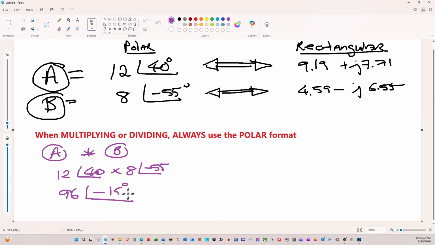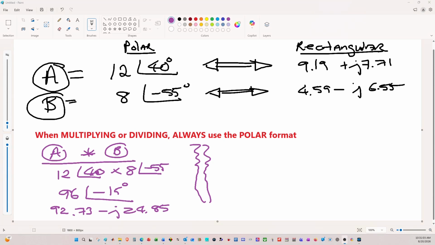Of course, there's nothing stopping you from converting it to the rectangular format if you are possibly going to use this later in a different sum. And the rectangular format of this, if you want to do it yourself, would just be 92.73 minus J 24.85. And that is going to be the first part. So all that we've done is multiplied A by B, and we have to work in the polar format.